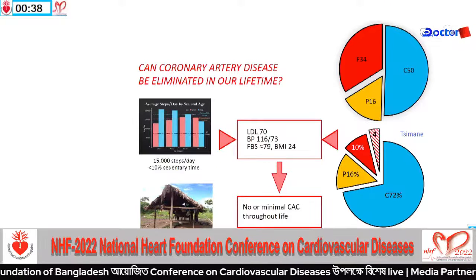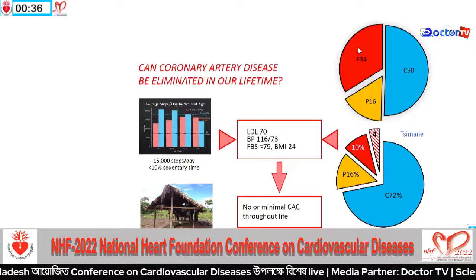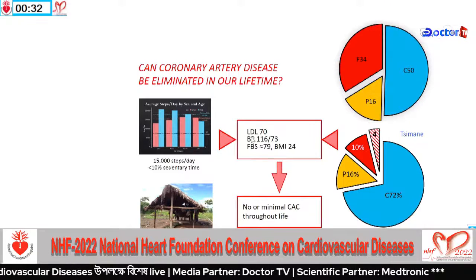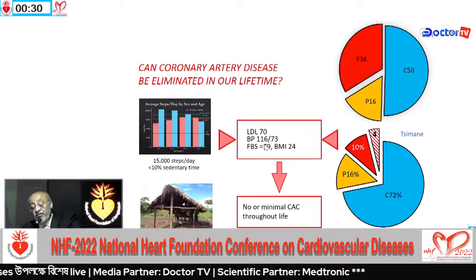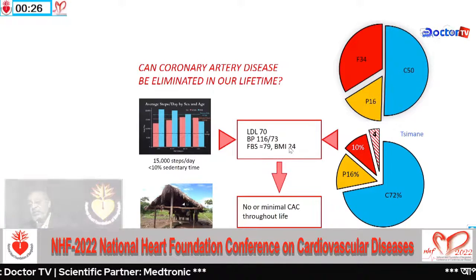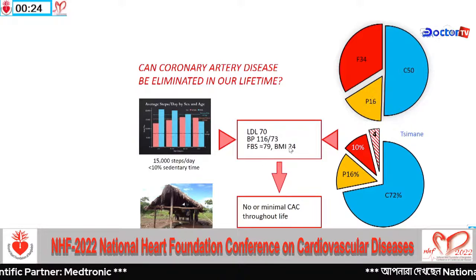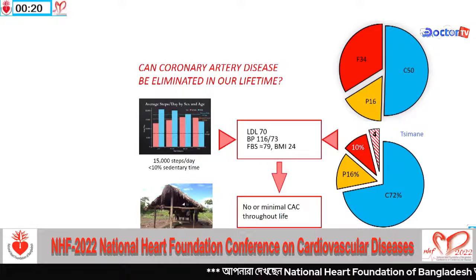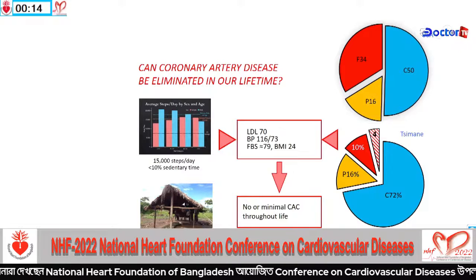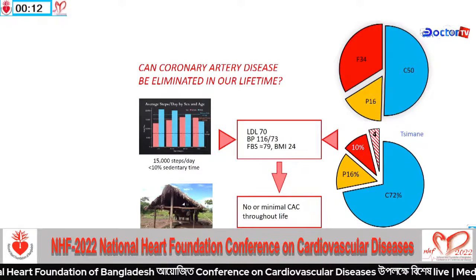So those subjects who had their LDLs about 30 to 70 all their life, their systolic blood pressure less than 115, their blood sugar less than 80, and their BMI never exceeding 24, and who walk about 15 to 17,000 steps a day, and are not exposed to any kind of pollution, do not have evidence of coronary artery disease. And if they can do that, why can we not do the same?